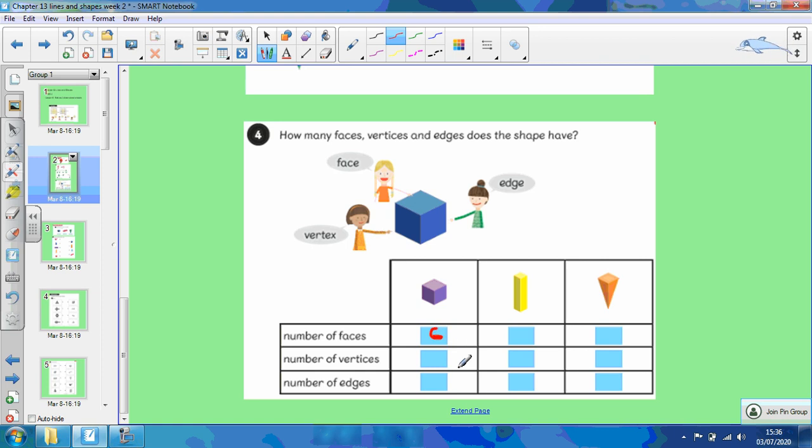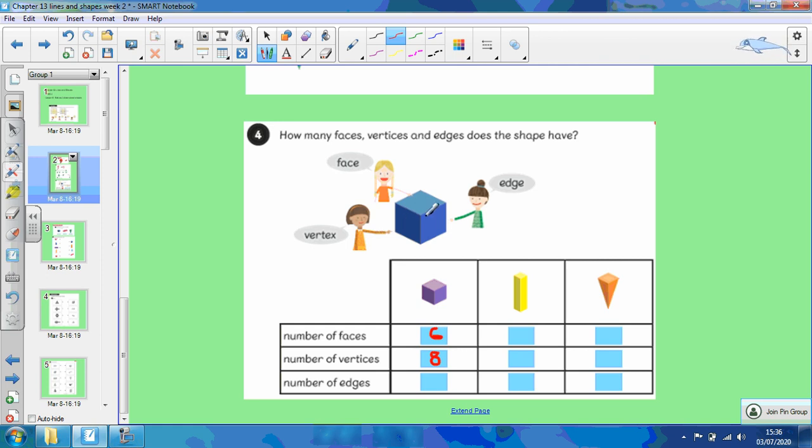6. Number of vertices. Okay, this is trickier. 1, 2, 3, 4. And then the same on the bottom. 1, 2, 3, and the one at the back. 4. So we've got 8 altogether. 8 vertices.